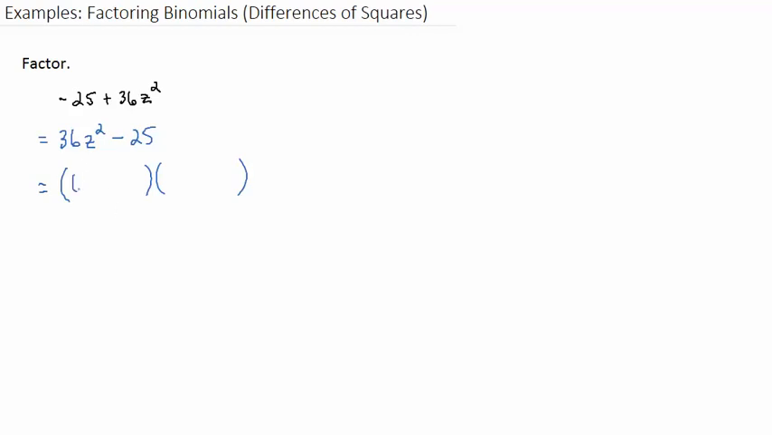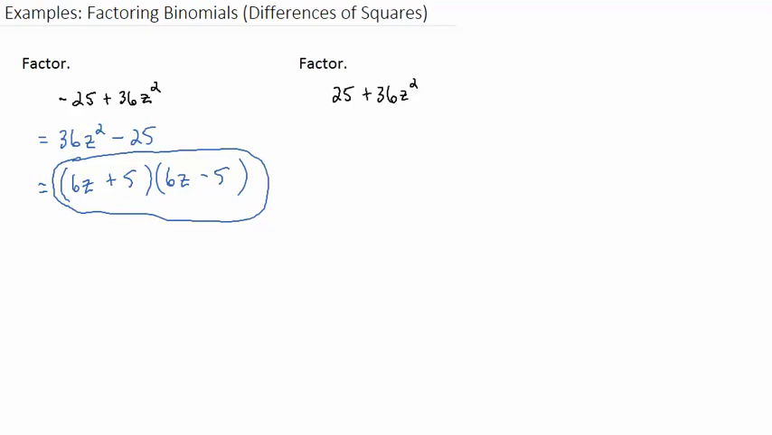So to get 36z squared, we'd use 6z and 6z. And to get negative 25, we'd do positive 5 times negative 5. And since these are conjugates, there is no middle term, so we're done. Okay, no problem. Let's try another one.